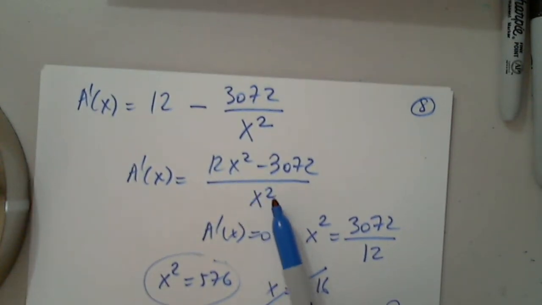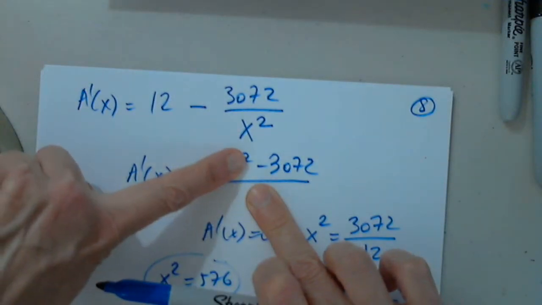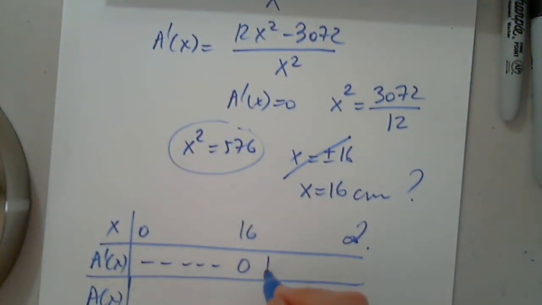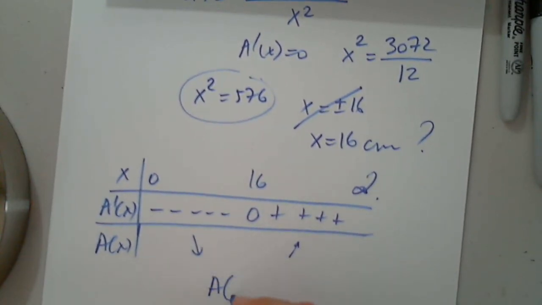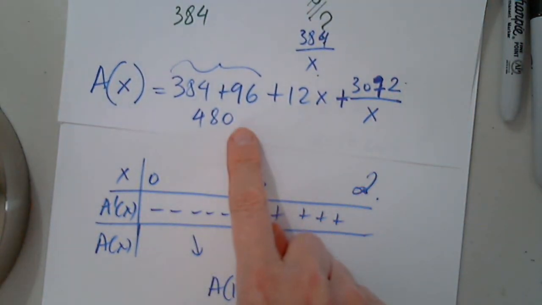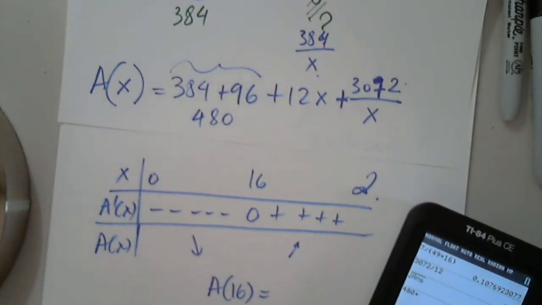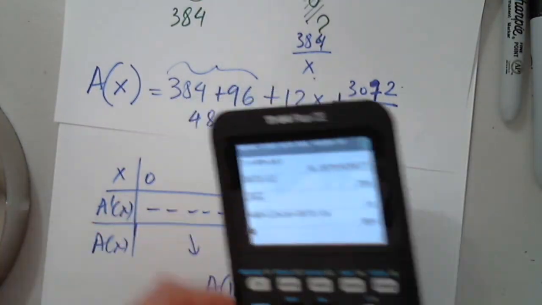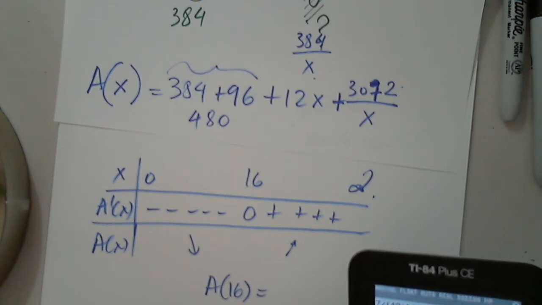So I'm looking at this function. The denominator is positive. I wouldn't worry about it. 0 here, yes. And positive. Definitely this gives a minimum. And to find the minimum, I will have to find A of 16. So here's my function. 480 plus 12 times 16 plus 3072 divided by 16. I got 864. Am I correct? Colby, am I correct?